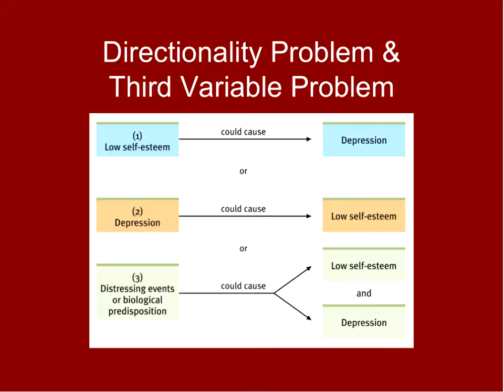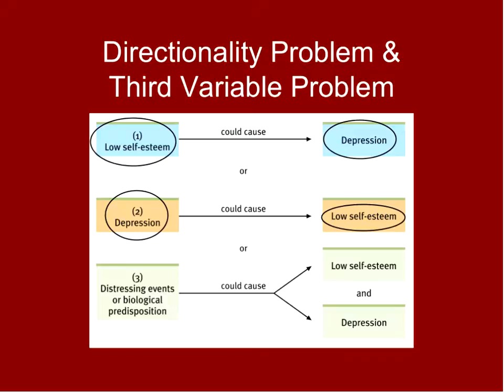I'll give you one more example here of directionality and third variable. So we're curious here about the association between low self-esteem and depression. Could it be that low self-esteem is causing depression? Yes. Could it be that being depressed makes you feel bad about yourself? Yes. Well, those two are examples of the directionality problem, aren't they?